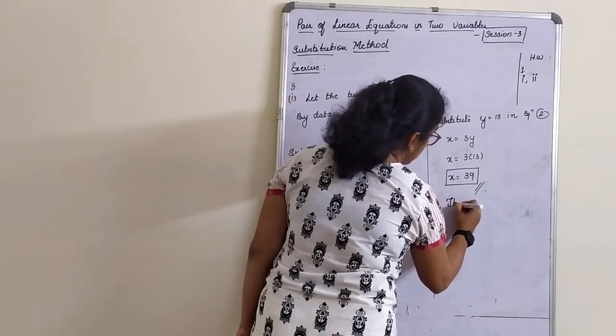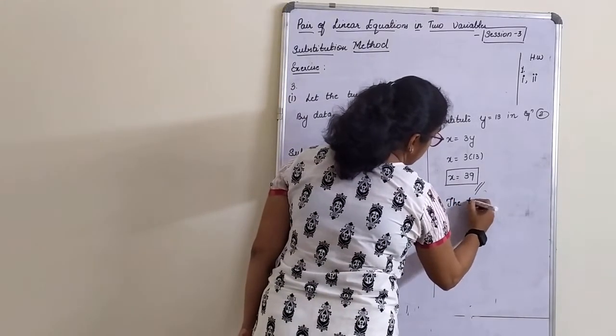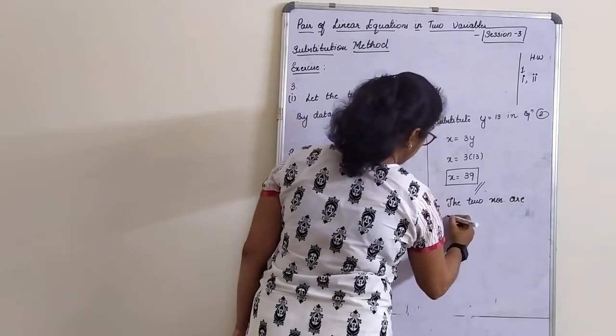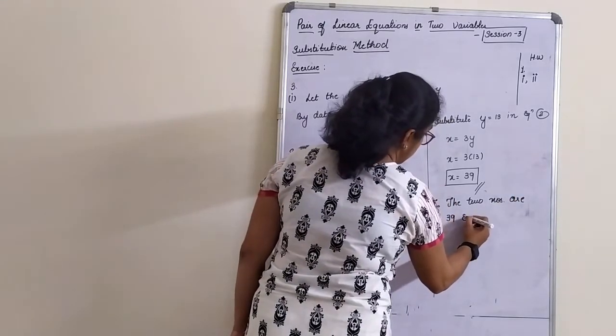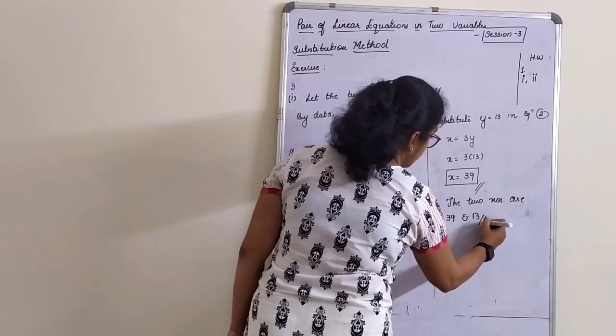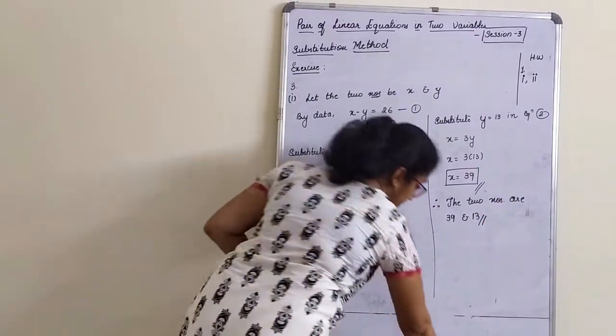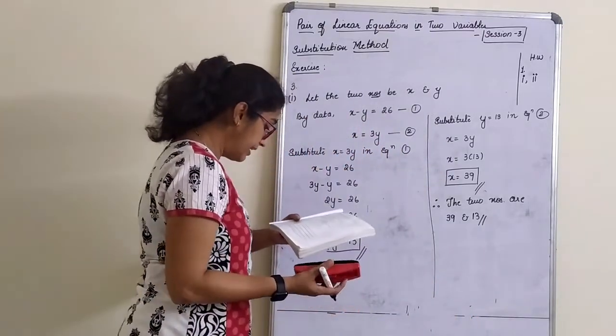Therefore, the two numbers are 39 and 13. That's the answer, right? Very simple one. First one. Similarly, we'll solve the next one now.